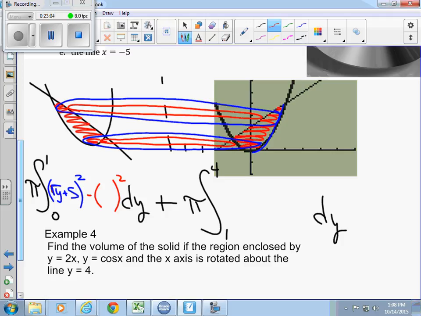Negative square root of y minus negative 5 for the red one, the inside, the little one. Negative square root of y plus 5. Any questions about that one? Good. Is that what we got?